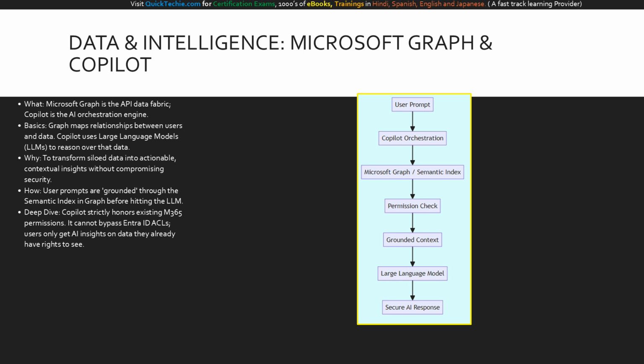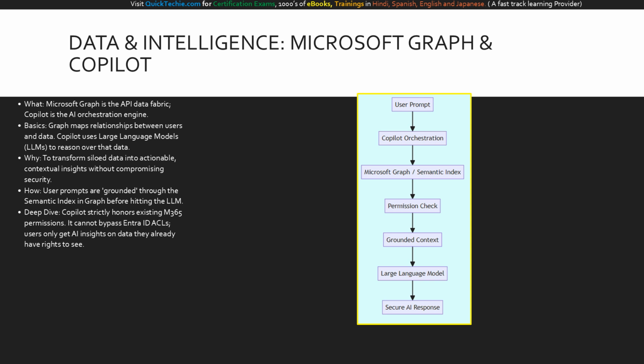The most critical point for admins to understand is that Copilot honors all existing permissions. It cannot hallucinate its way into a restricted HR SharePoint site. It strictly adheres to Entra ID access control lists, ensuring AI empowers your users without compromising security.